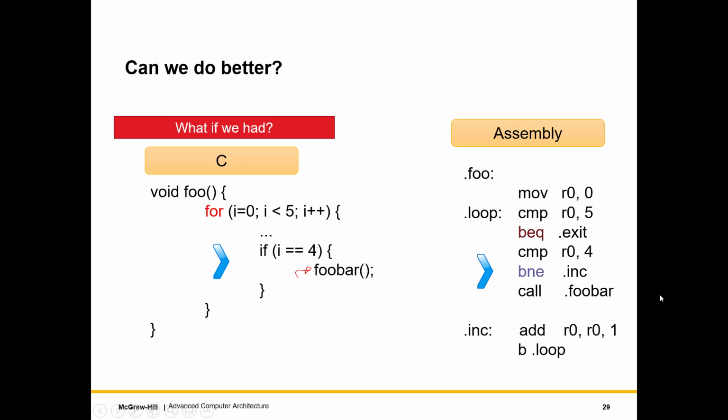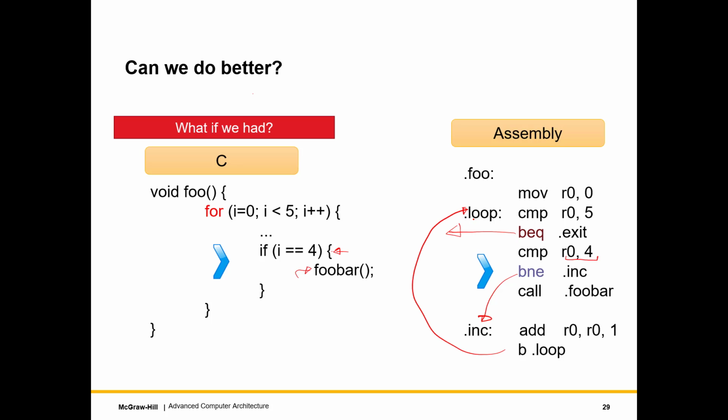Let us look at the assembly code over here. So in this case, where the first few lines are the same, we move 0 to R0, we compare R0 with 5. If the comparison results in an equality, we exit, we go out of the loop. Otherwise, we execute this comparison, if i is equal to 4, we compare R0 with 4. If the comparison is not successful, which will happen most of the time, we jump over here, we increment R0 by 1 and we loop back.